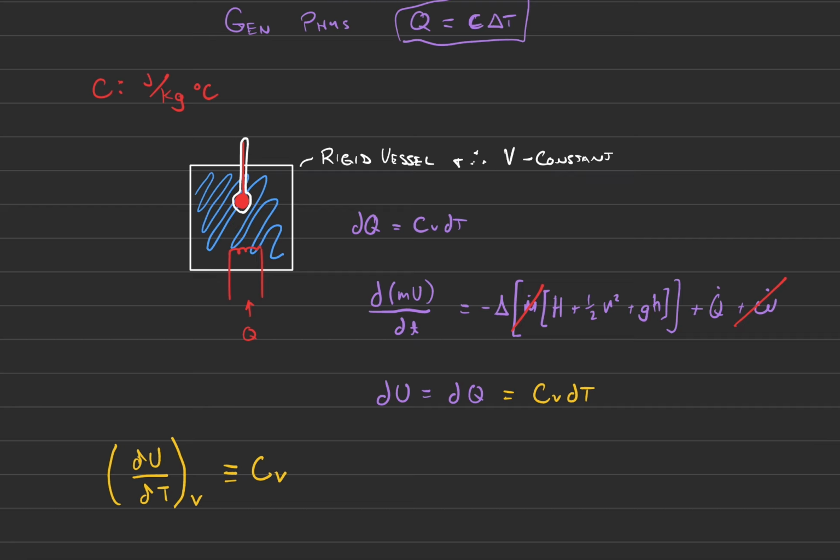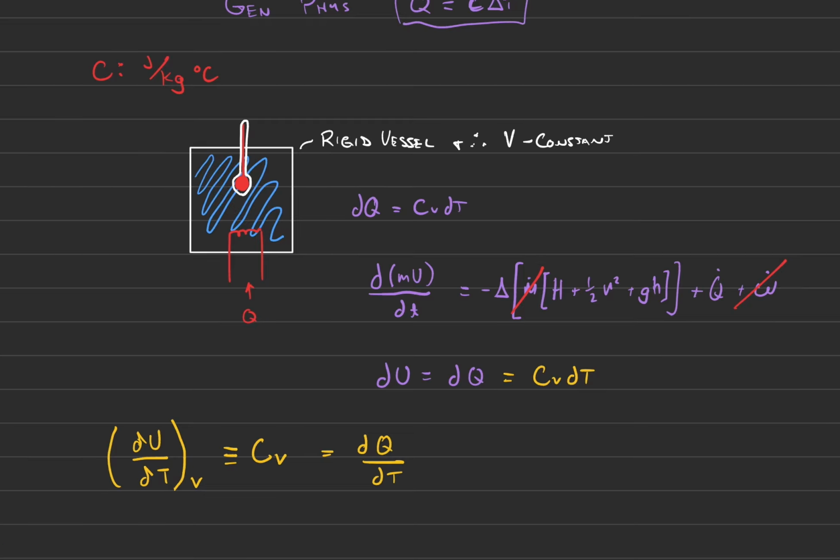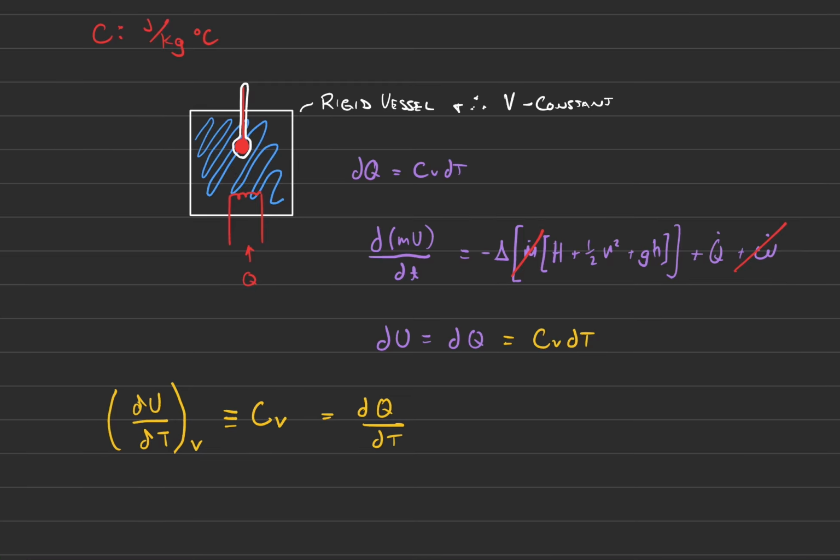Right? So what that implies is that's also going to be equal to the differential amount of heat added with respect to temperature. So now, is that the only type of heat capacity of a fluid?